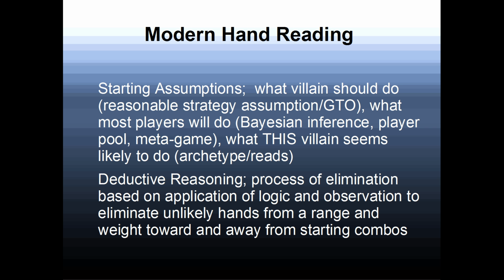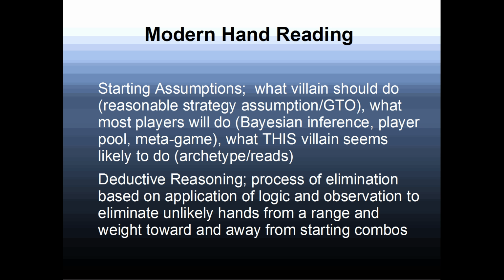If you just assume that your opponent is playing a LAG style for whatever stake that you're playing, or a TAG style, or he's just a calling station, you can make some pretty effective assumptions based on just what the player pool is and your opponent's archetype, like what kind of player they play most like, and then you can adjust that a little bit at a time as you see new information coming in.